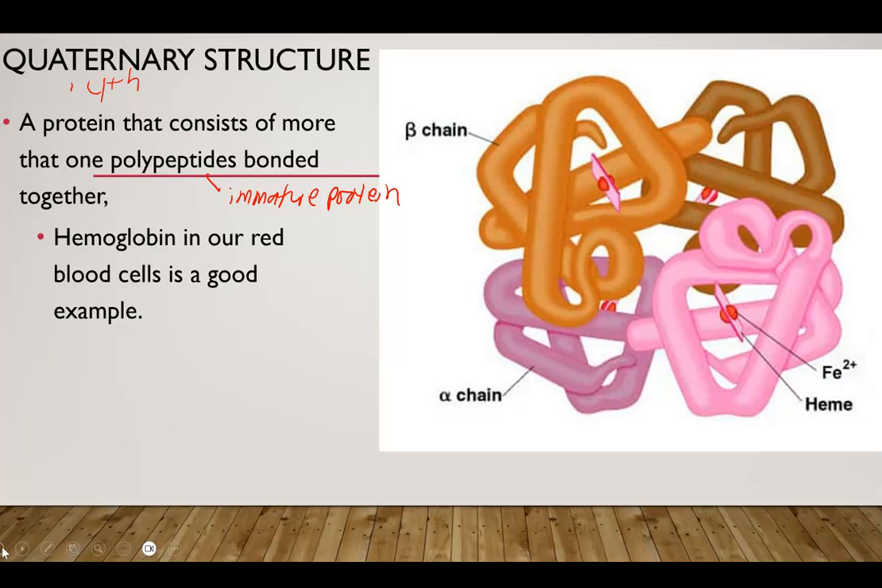So hemoglobin in our red blood cells is a great example of this quaternary structure. Okay, it's different chains of proteins that have been made, and then they combine in a specific way to make this larger unit that our body needs.